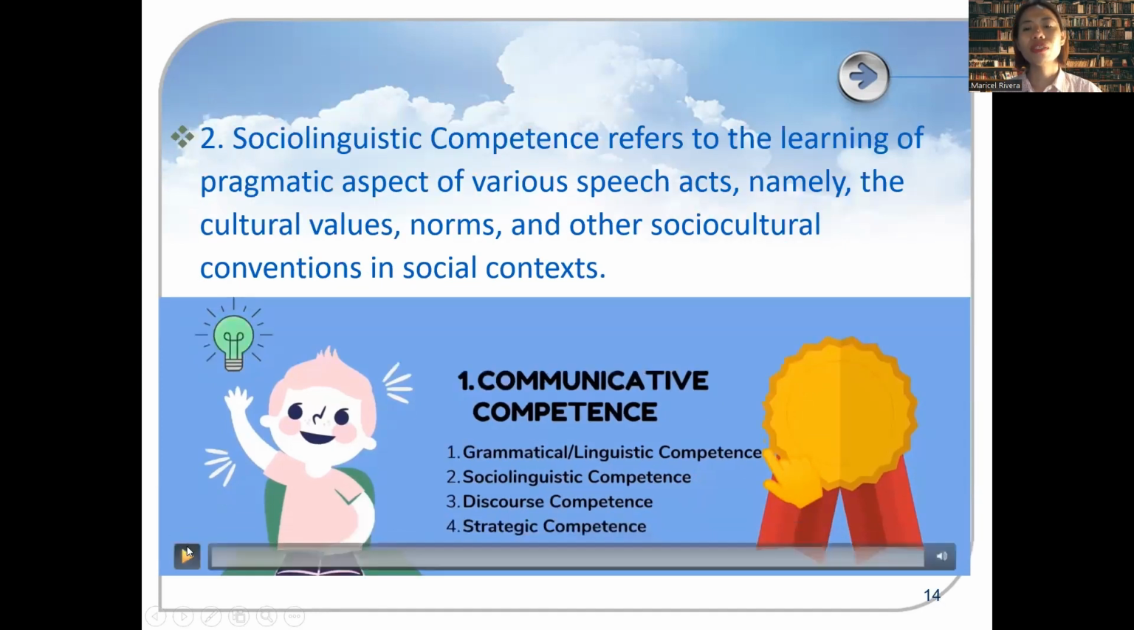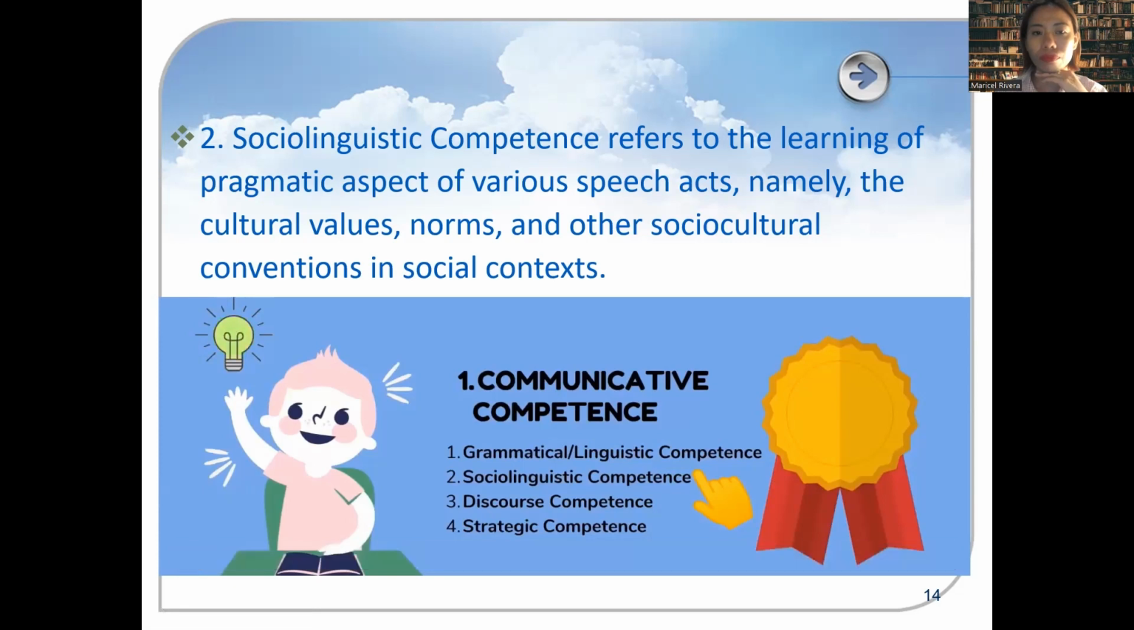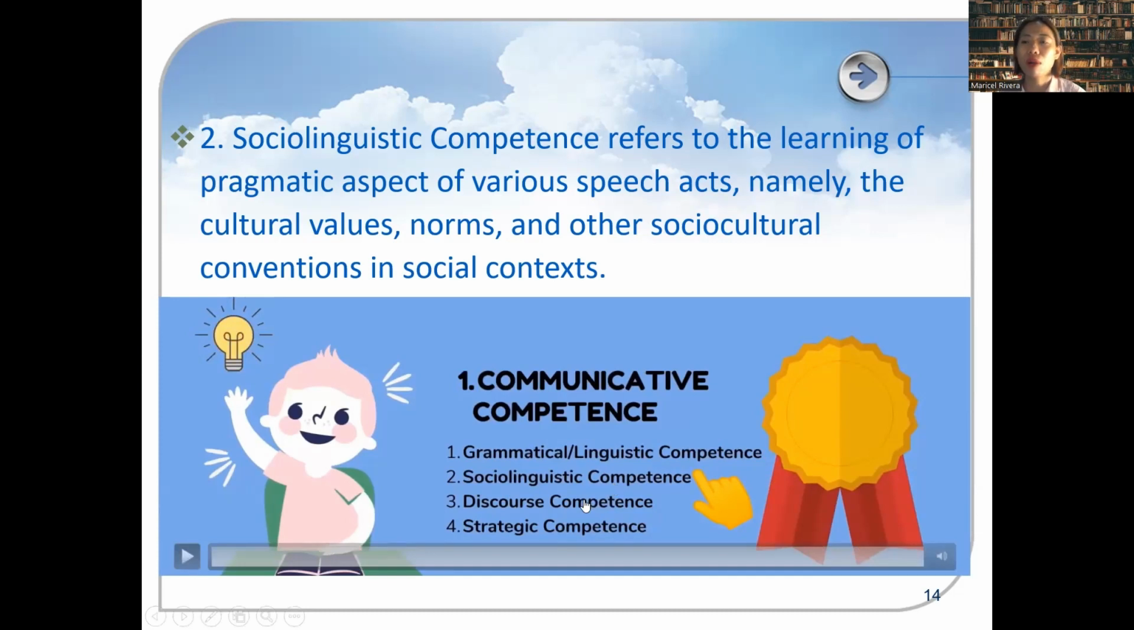Now for the sociolinguistic competence. Sociolinguistic competence is the acquisition of pragmatic characteristics of various speech activities in social situations, such as cultural values, norms, and other social-cultural conventions. They include the conversation's context and topic, the participant's social position, gender, age, and other factors that influence speech styles and registers. That's sociolinguistic competence, which I already also mentioned.